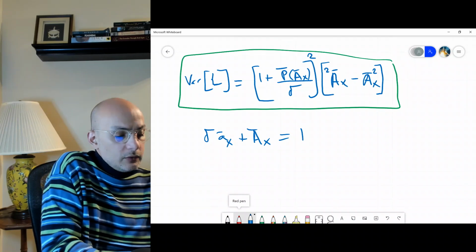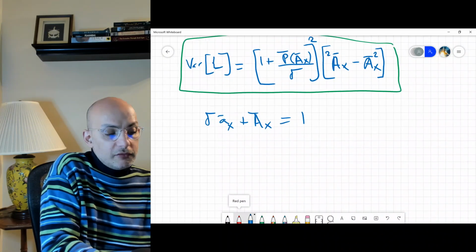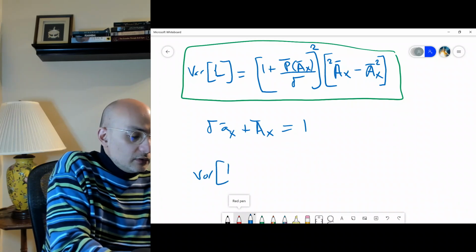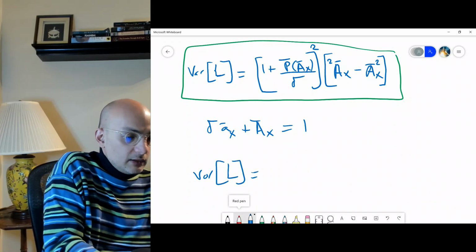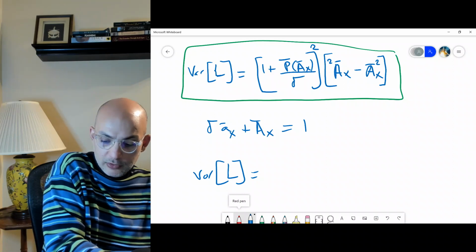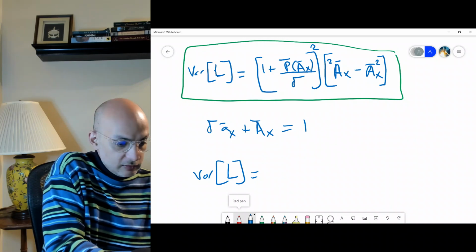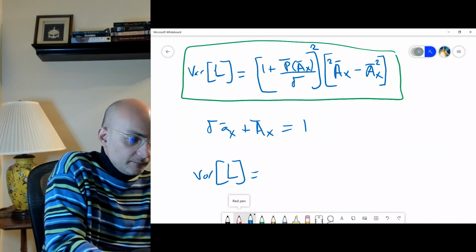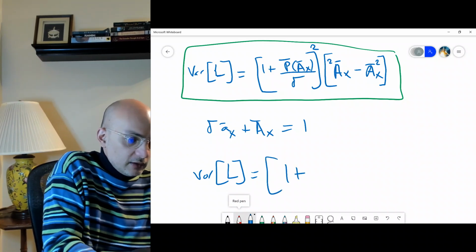Right. We did this one before. This is one of the formulas we looked at. Now let's look at the variance of L using this relationship, because we can now change some of the logic here. We can plug in this one. So let's do this one: 1 plus, what is this one?